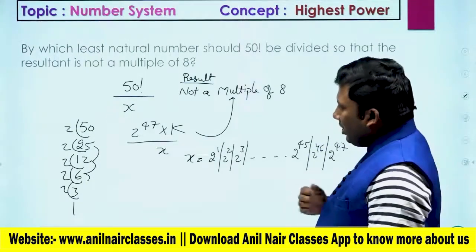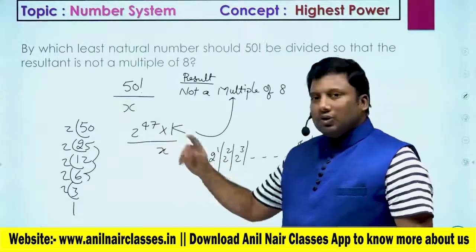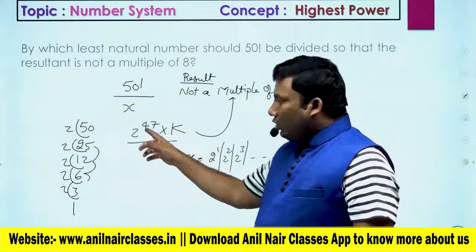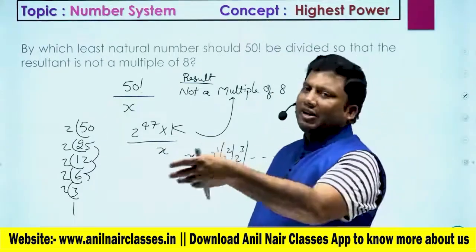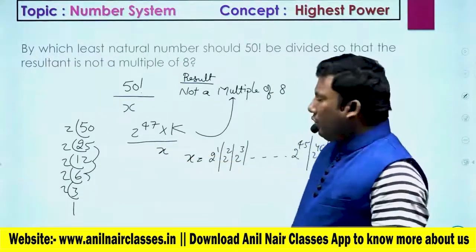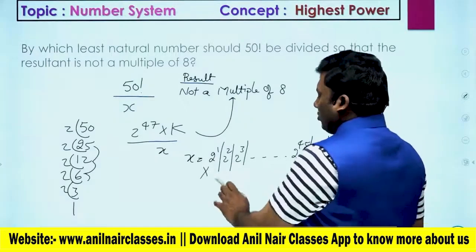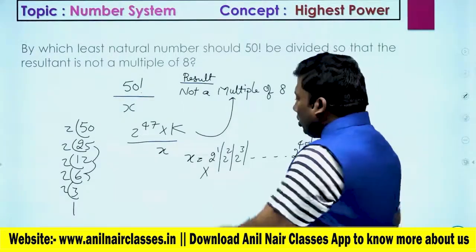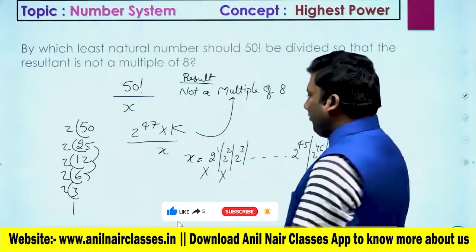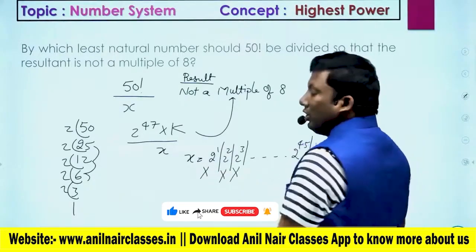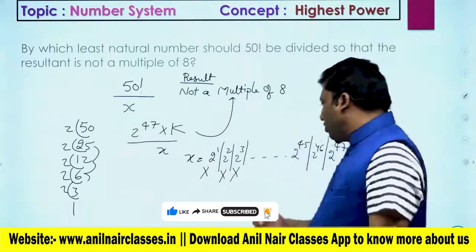Now see here. If x is 2, 2 power 47 by 2 gives 2 power 45, which can be written as 2 cube into something. It is not possible. With 2 square, 2 power 47 by 2 square gives 2 power 45, 2 power 46, 2 power 44 is 2 cube into something.